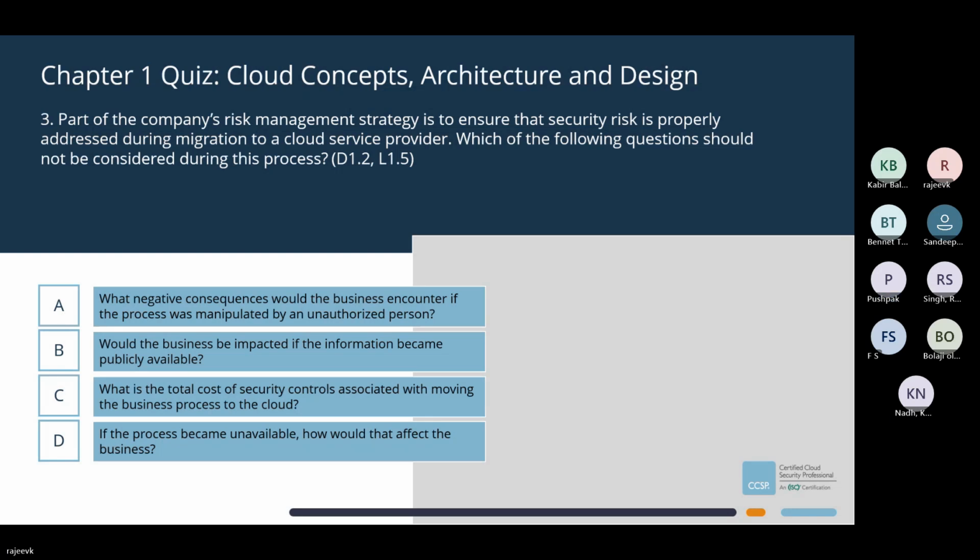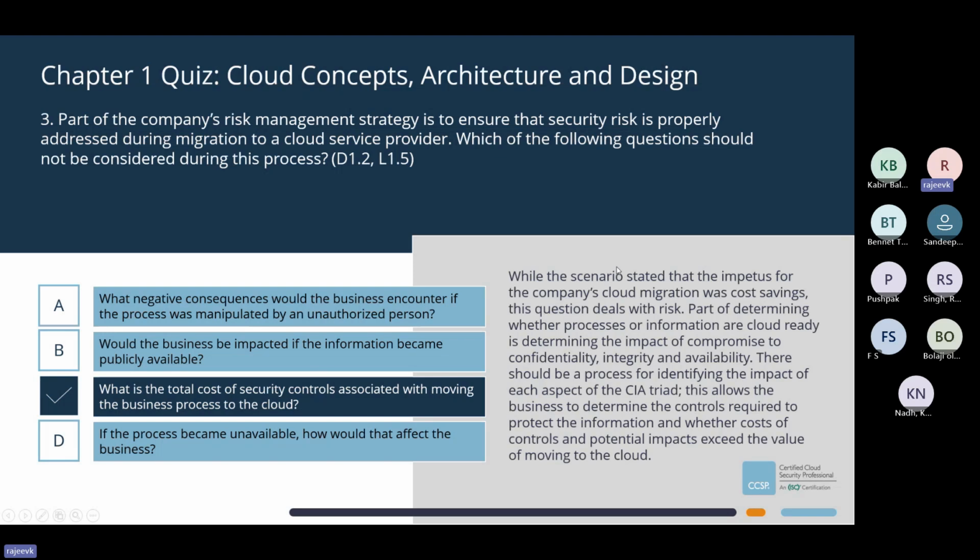C, definitely. Total cost of security control. That is not one of the security management strategy questions, right? But the others actually make sense. If the process becomes unavailable, that is one of the security concerns, which is talking towards availability. Would the business be impacted if information becomes publicly available? So yes, confidentiality issues. What negative consequences would the business encounter if the process was manipulated? So that is also one of the risks. Total cost is not actually going to fall there. It is basically a business decision we have to make. So yes, C is the correct answer.